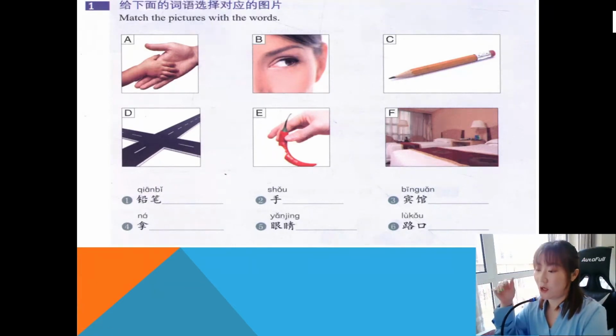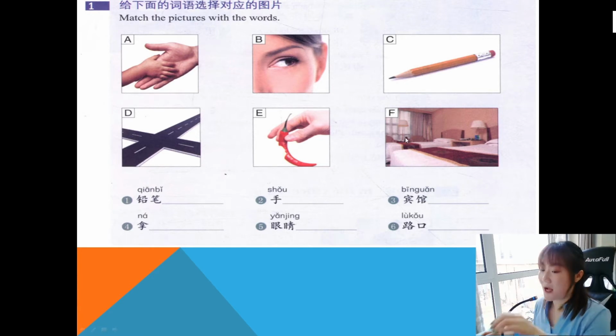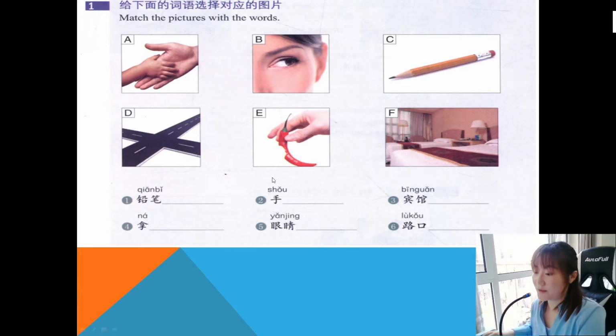And number 2, 手. 手 means hands. So choose A. Number 3, 宾馆. So here we should pronounce the first B, I, and first. 宾馆. So here we need to divide it into syllables, right? So choose F. And number 4, 拿, that means to take. So choose E.